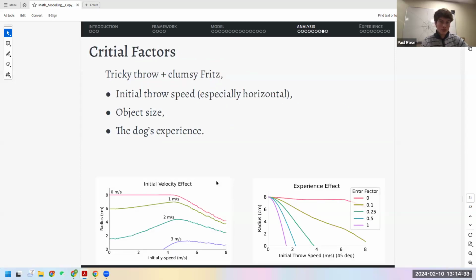So overall, the most important factors of the throw to Fritz's success are the throw speed, the horizontal component of velocity, and the size of the object. On the other hand, the most important factor of Fritz's behavior is his ability to predict the food's parabolic trajectory in the terminal phase when Fritz cannot see the food he's catching.